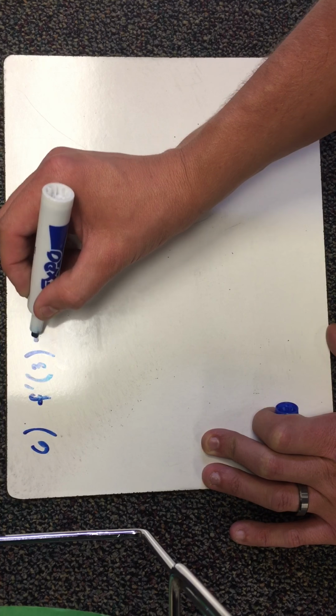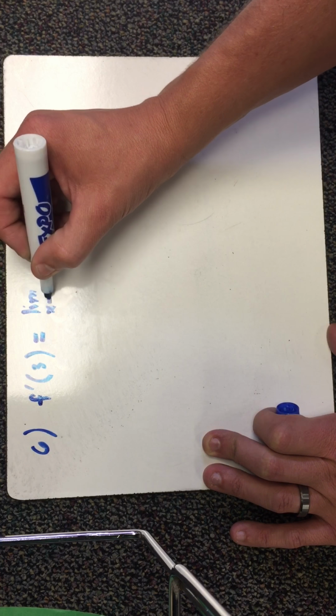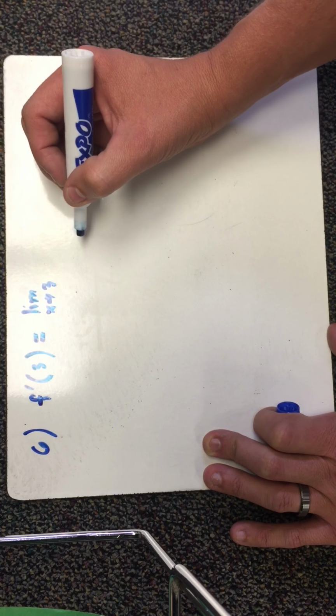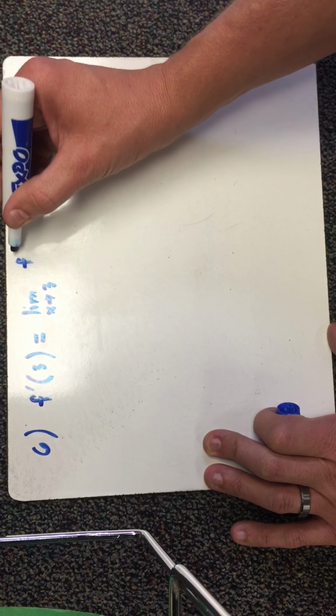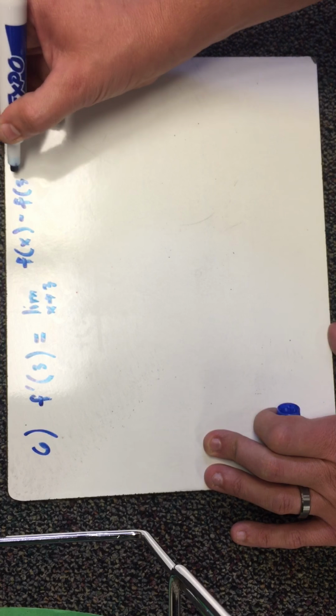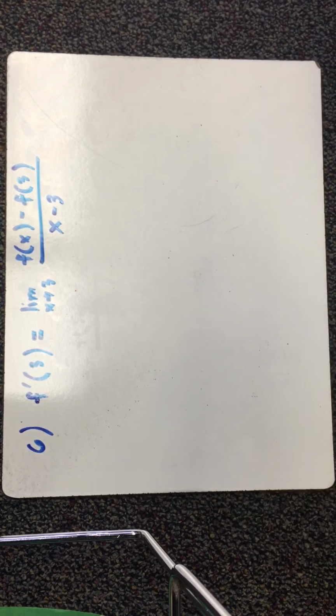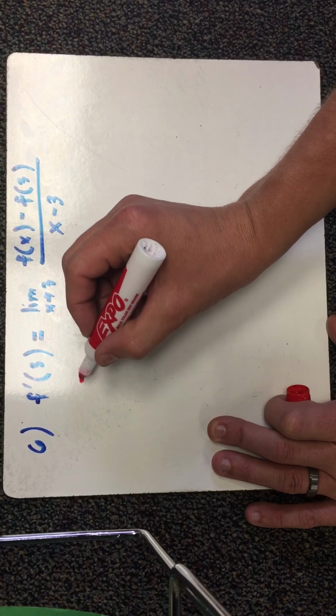So f prime of 3 equals, the formula is the limit as x approaches our coordinate of the original function minus the function when I plug in 3, all over x minus 3. That's what it's going to look like, the setup. And then I'm going to move over here a little bit.